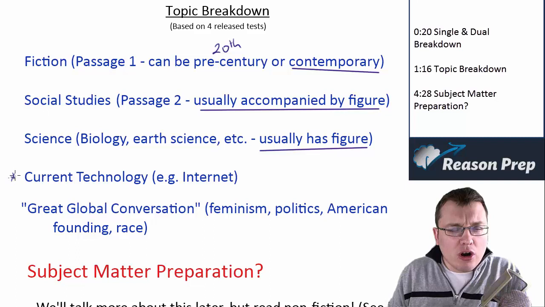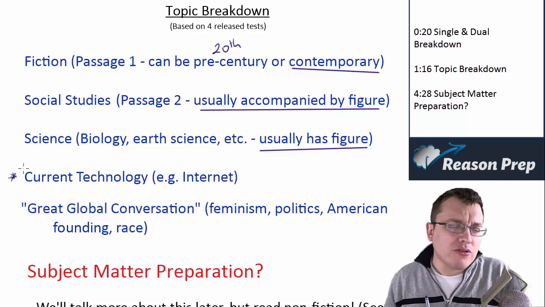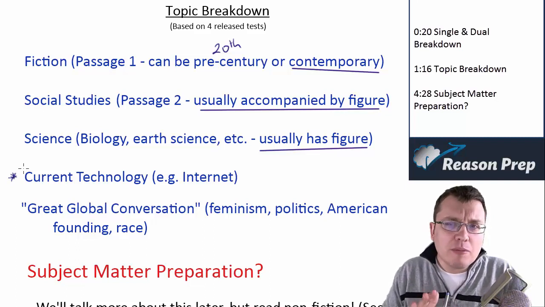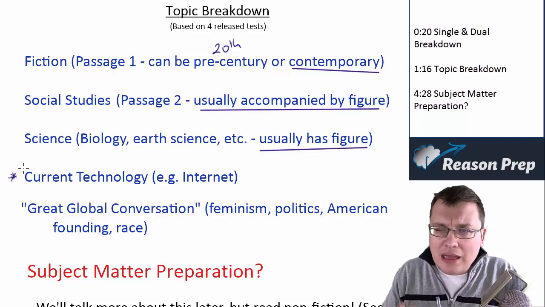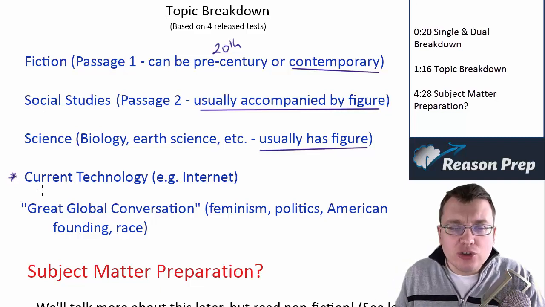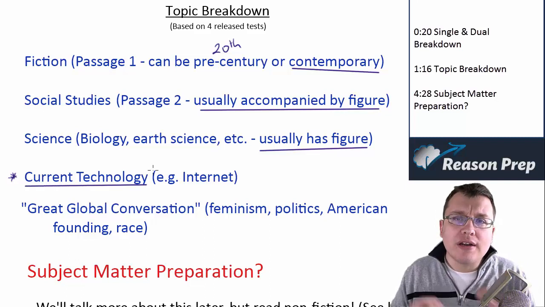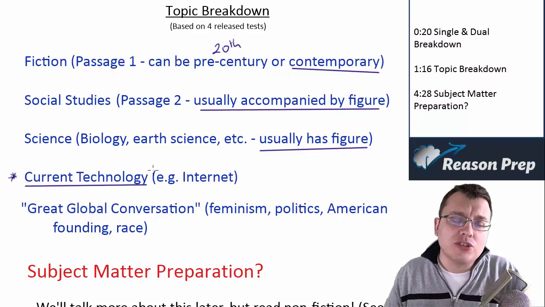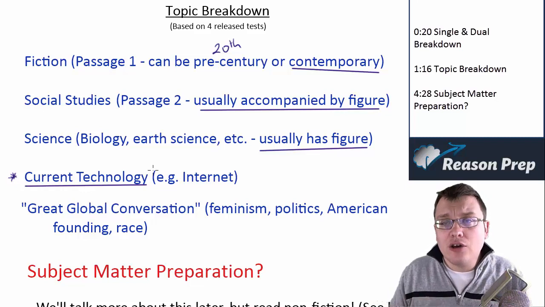This next one, it was hard for me to come up with a good categorization for, because there was some about technology, but it was a bit of a grab bag, a mixture of science as well. But you can call it another science passage, though it seems to focus on current technology and current technological innovations. For example, the internet, social media.